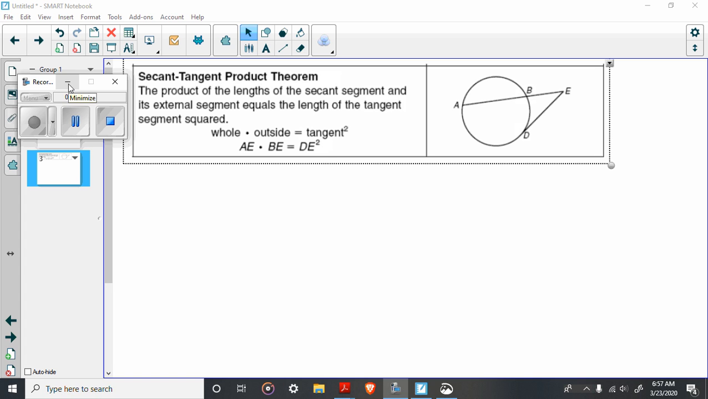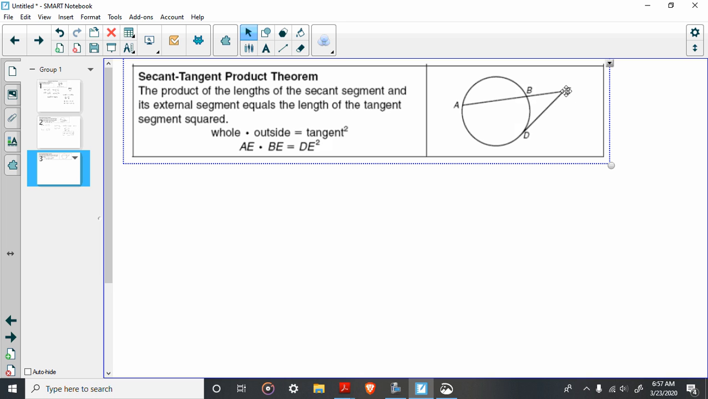All right, guys. Last little explanation for the day. So, the secant tangent product theorem. Essentially, if I have a secant line and a tangent line, so this is the tangent line, it's going to make a right angle here. If I take the outside of the secant times the whole thing, that's going to equal this tangent line squared.